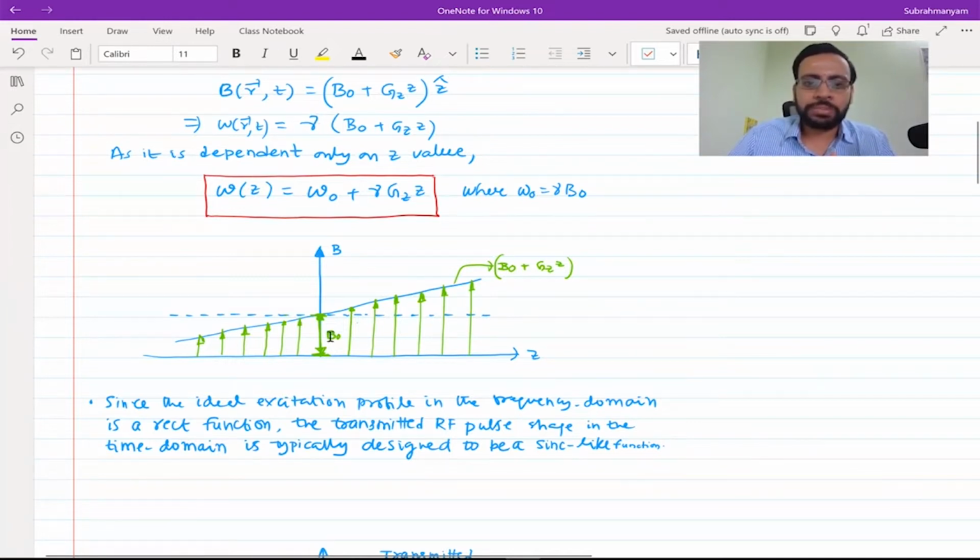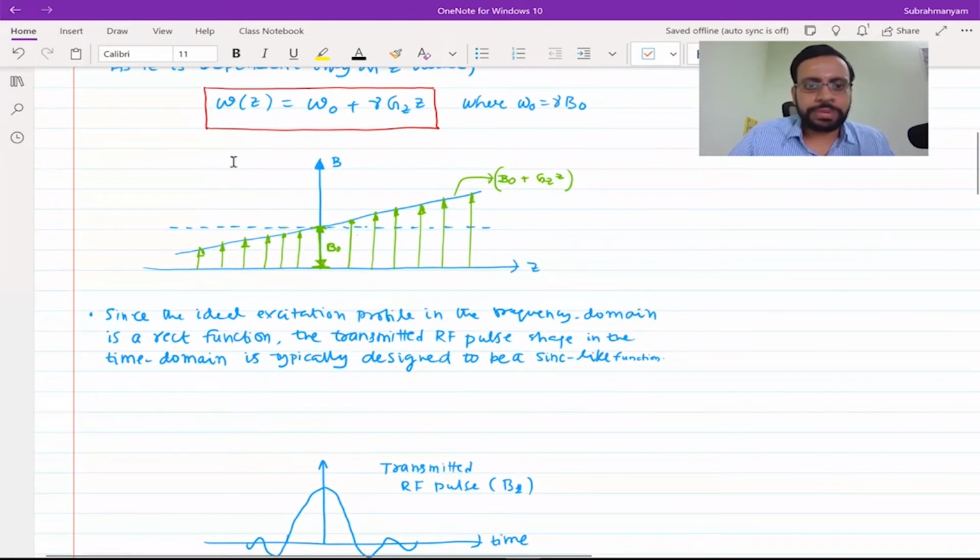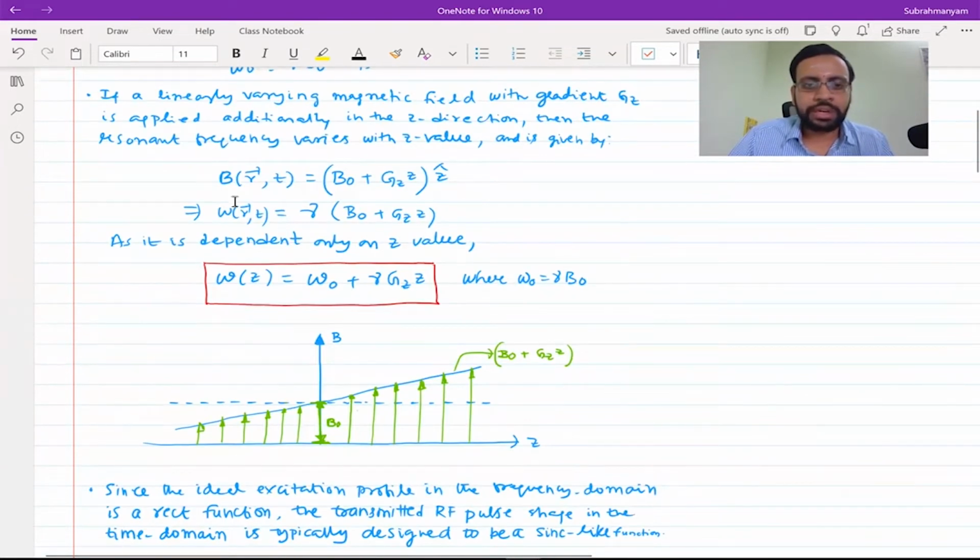So if you make B naught into gamma B naught, I could write here omega. That graph should be just a matter of scaling. Now, for simplicity, observe here: earlier B was a uniform magnetic field, and now you have a spatially varying one.